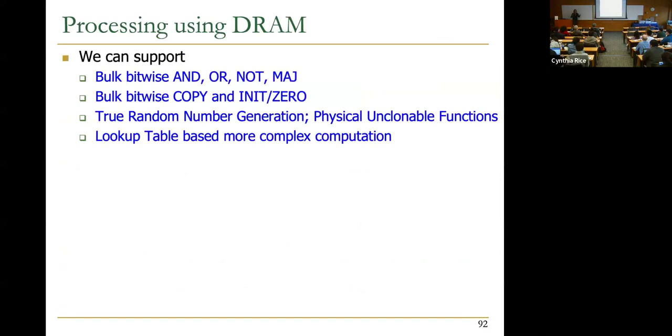So basically, the gist of it is we can do a lot in DRAM. We can do bulk bitwise AND, OR, NOT and majority operations. We can do copy and initialization operations. We can do true random number generation. We can do physical unclonable functions. And we can do more complex computation using lookup tables using the analog properties of DRAM.